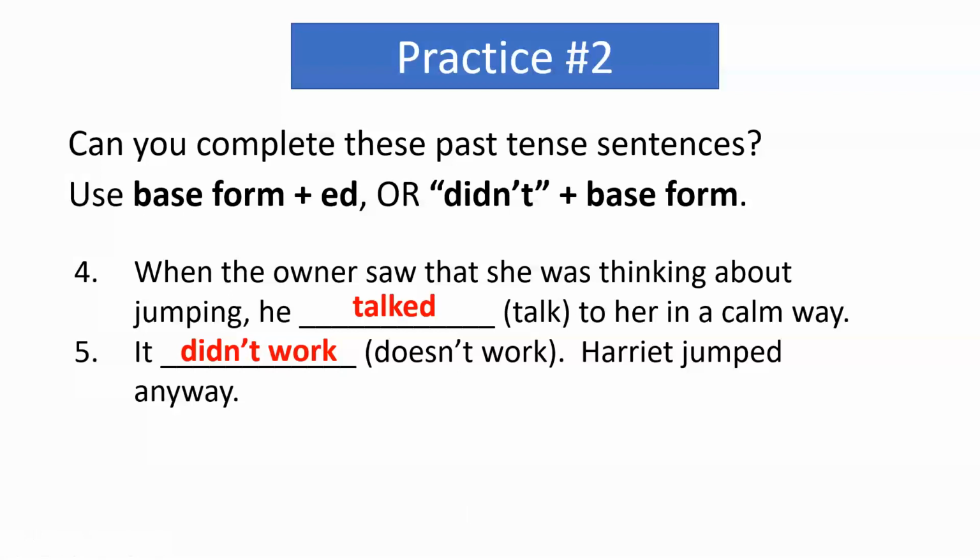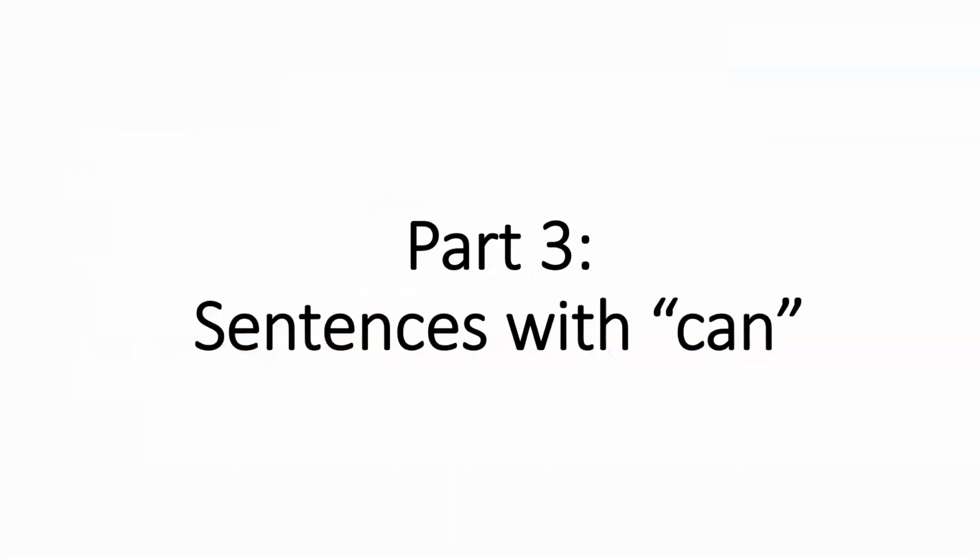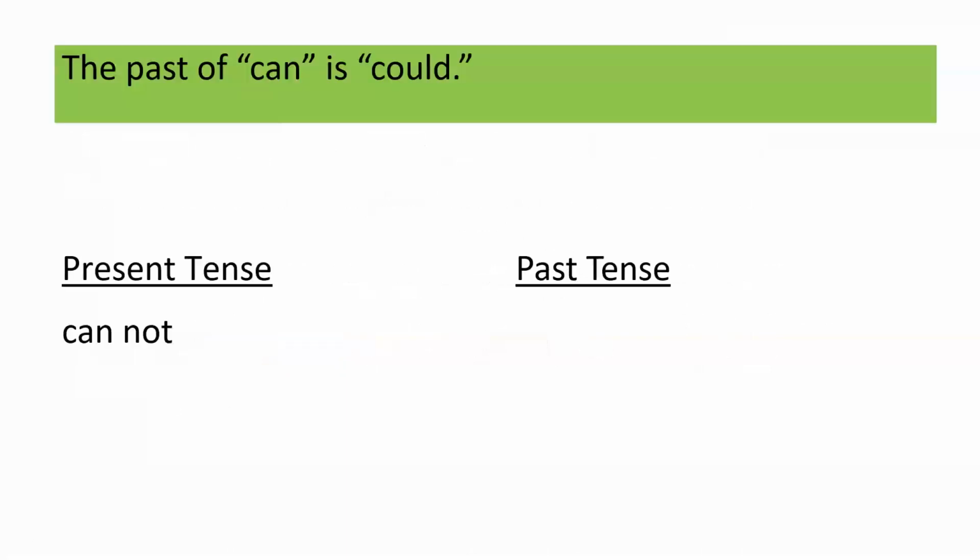So I hope that helps you understand a little bit about the verb didn't. Didn't is a very common way to make the past, but it's not the only way. If you have the verb be, then you don't use didn't. Okay, the last part of this presentation is sentences with can. The past of can is could, so in the present tense we see can not, or we see the contraction can't. In the past tense we see could not, or the contraction couldn't.